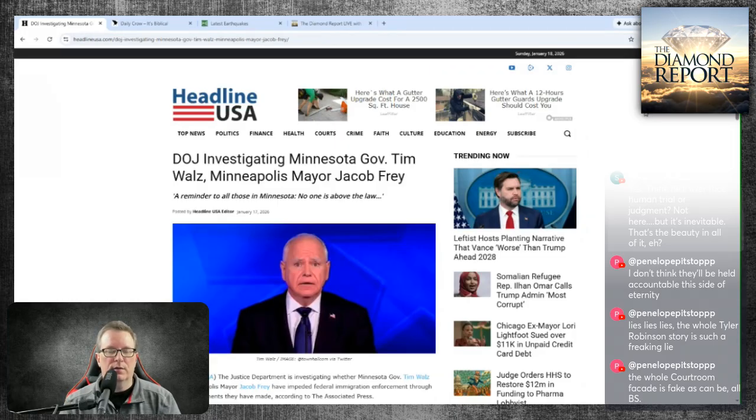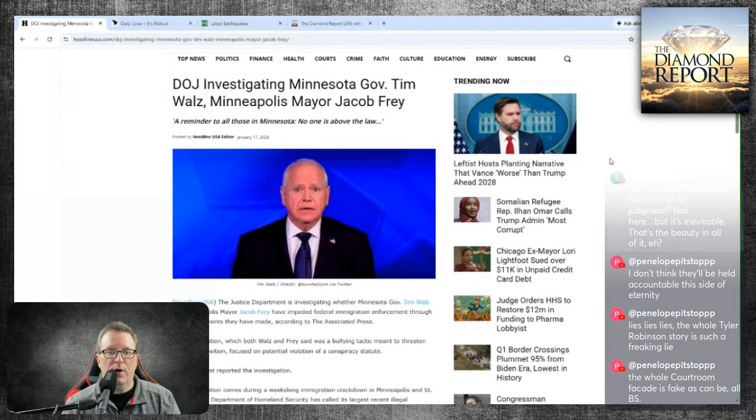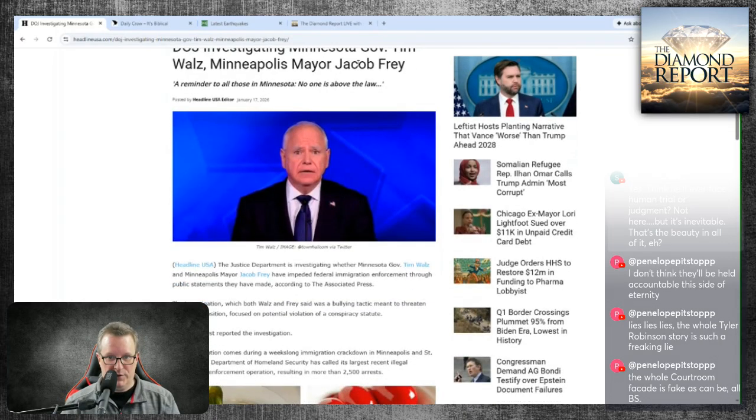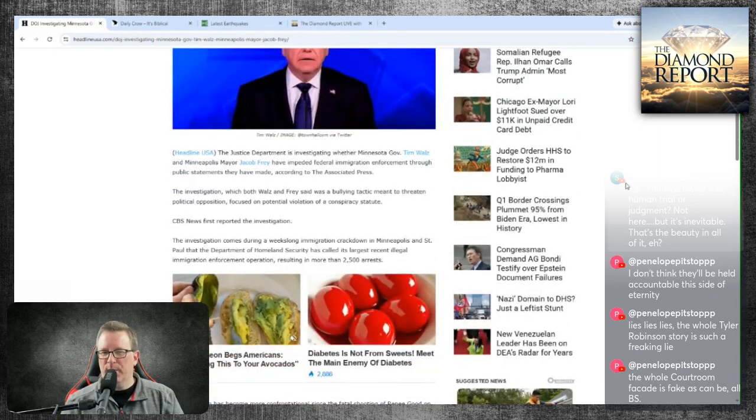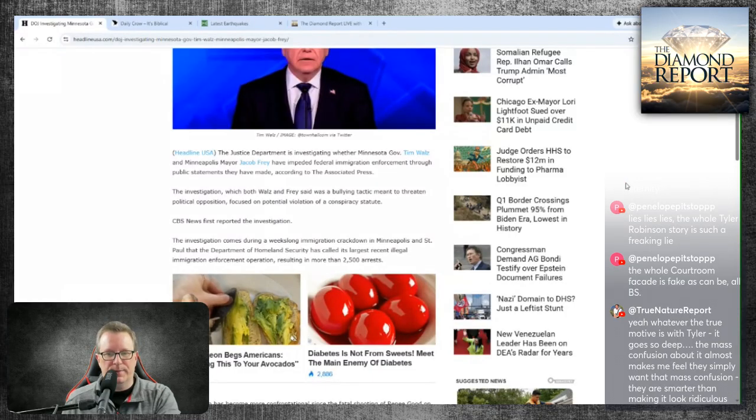All right, Headline USA article: DOJ investigating Minnesota Governor Tim Walz and Minneapolis Mayor Jacob Frey. "A reminder to all those in Minnesota that no one is above the law," he says, except for himself and Mayor Jacob Frey. The Justice Department is investigating whether Walz and Frey have impeded federal immigration enforcement through public statements that they have made, according to the AP. The investigation, which both Walz and Frey say was a bullying tactic meant to threaten political opposition. Yeah, anytime you are criticized, that's what they go to. Oh, you're just bullying. No, it's legitimate criticism.